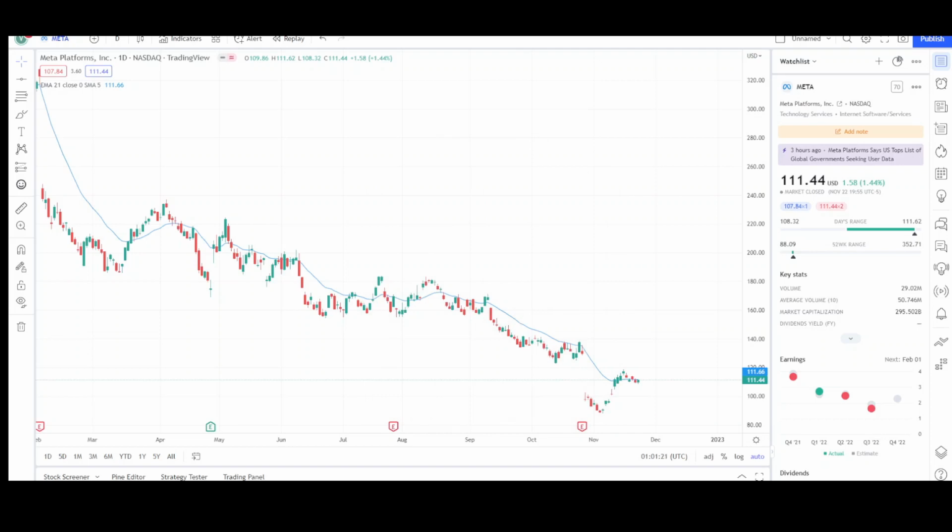I will first go over what I see in the daily chart and finish the video off with the weekly chart. It's Meta Tuesday, guys, so let's take a look at the chart for Meta.